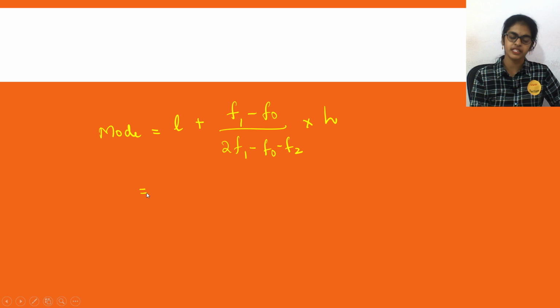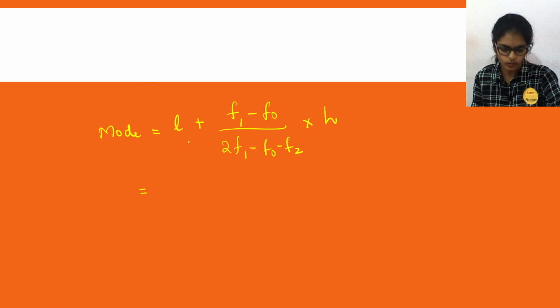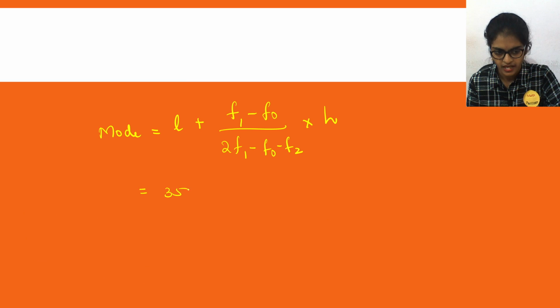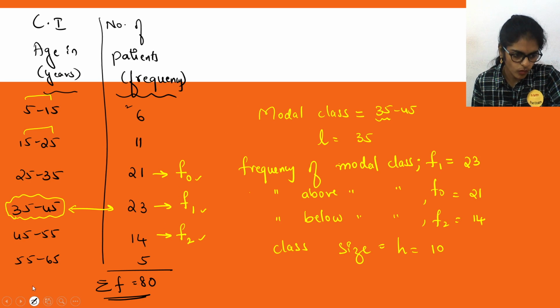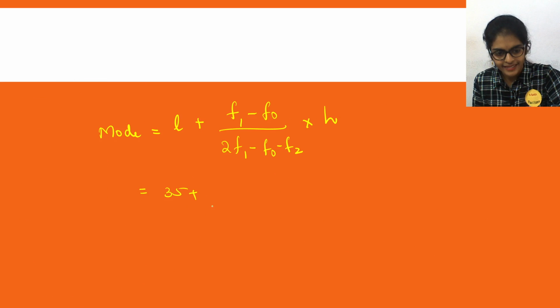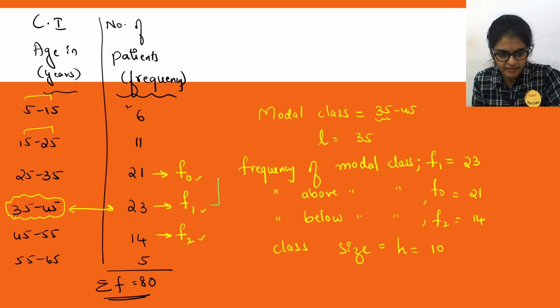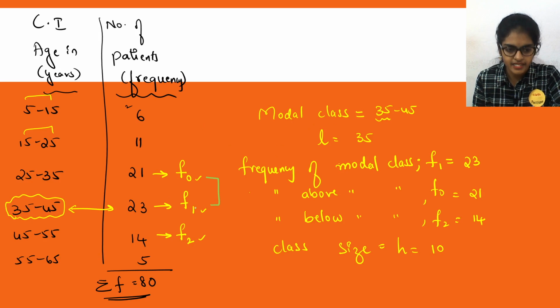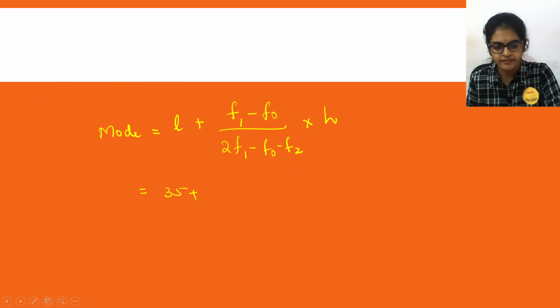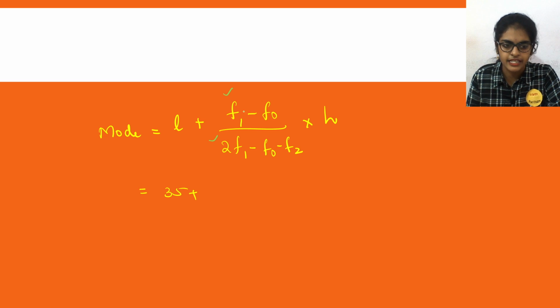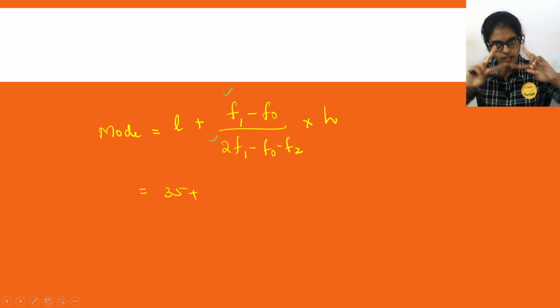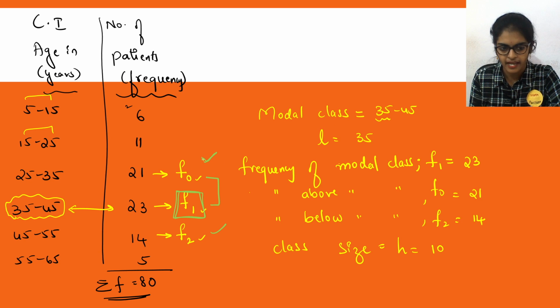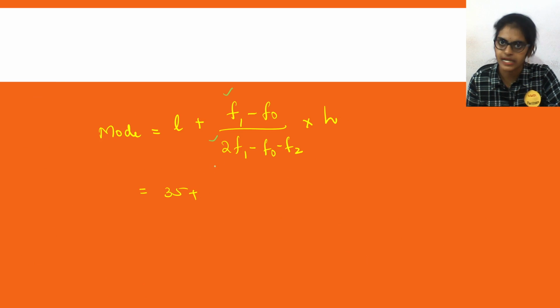Now I'll tell you how to remember this formula also. So L is nothing but the lower limit, okay, which is 35 plus. Now here you see, after you choose the values, in the numerator it is F1 minus F0. Numerator is F1 minus F0. Denominator is 2 times F1 minus F0 minus F2. So always F1 will be first. Okay, F1 is first. In the numerator is F1 minus F0. Denominator 2 times F1 minus F0 minus F2 multiplied by H.